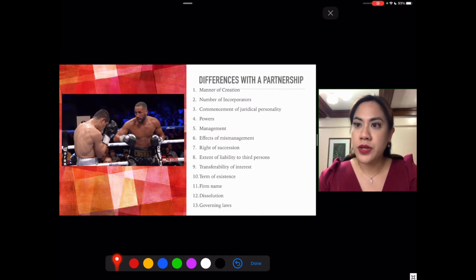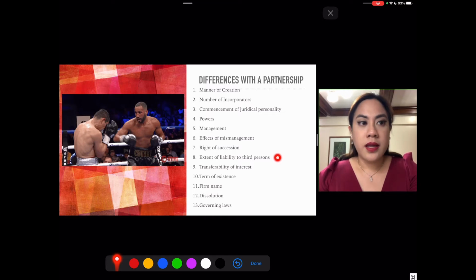Number 4, as to the management. In a partnership, when the management has not been agreed upon, all partners as agents of the partnership may manage the business, whereas in a corporation, its power is vested in its board of directors. Number 5, as to the right of succession, a partnership has no right of succession. If you remember, the death, insolvency, insanity, or civil interdiction, among other things, cause the dissolution of a partnership. Whereas a corporation now has perpetual existence.